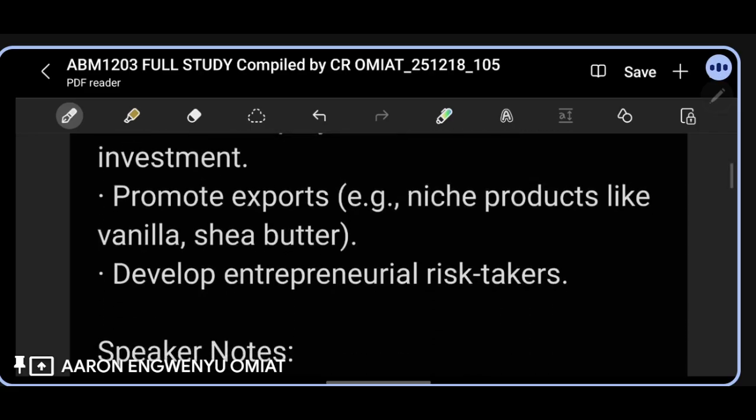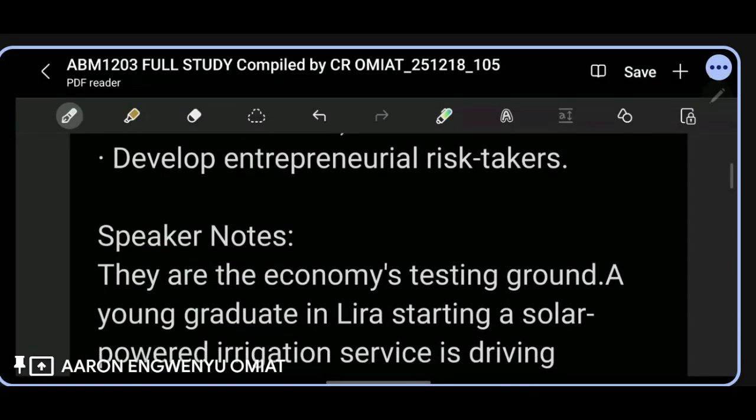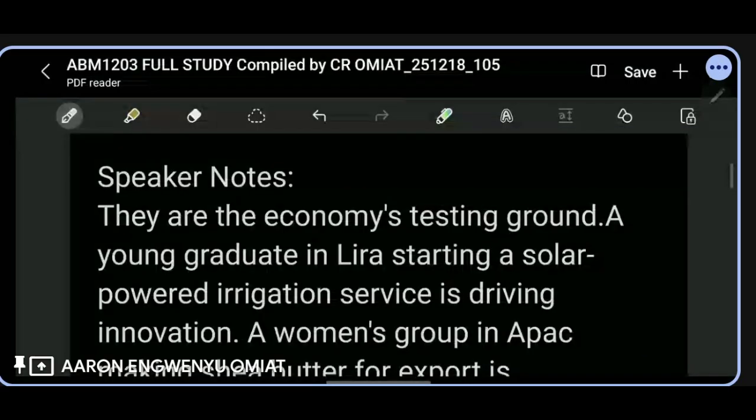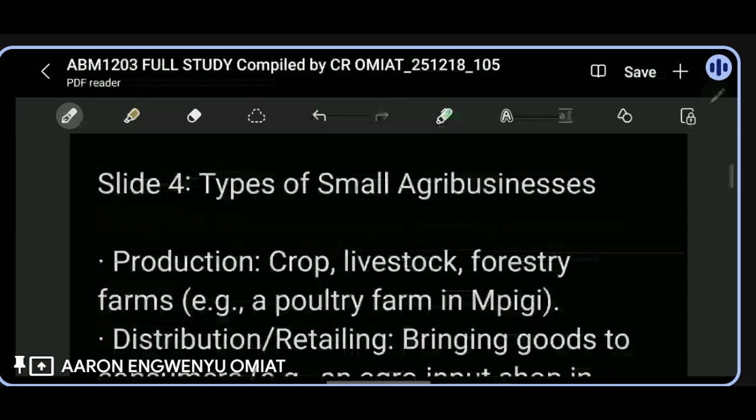Then we have development of entrepreneurial talent. Also, for example, a young graduate in Lagos starting a solar power irrigation service, driving innovation. A women's group in Apache.